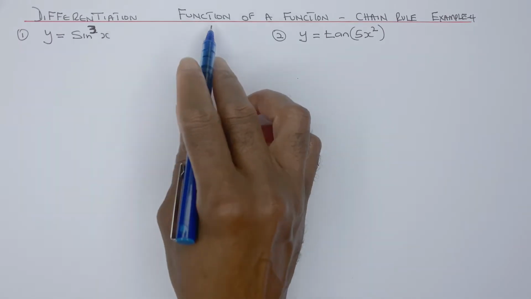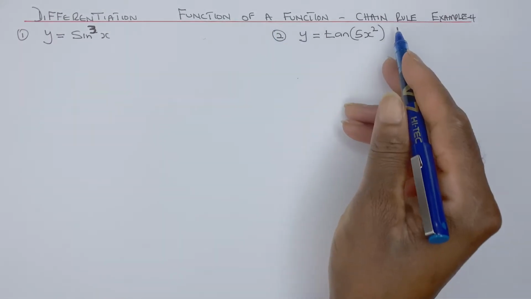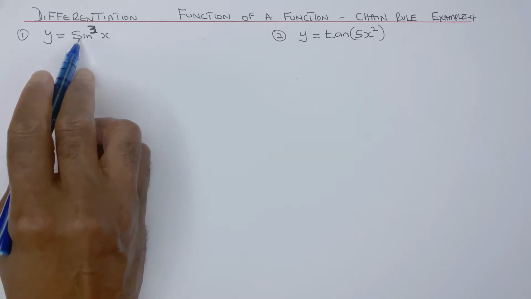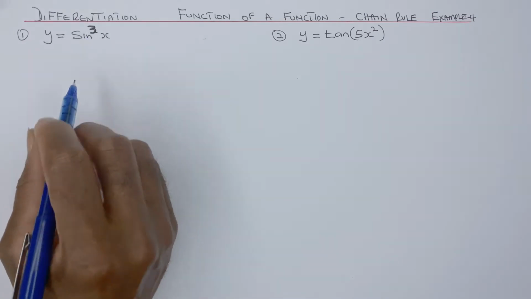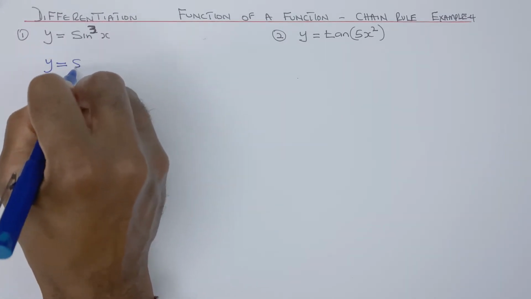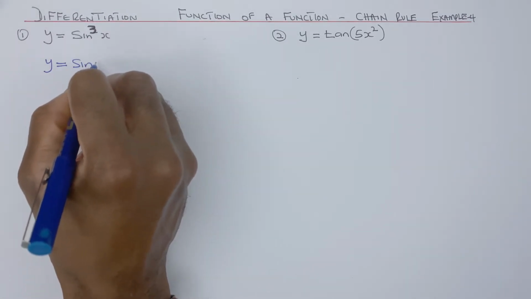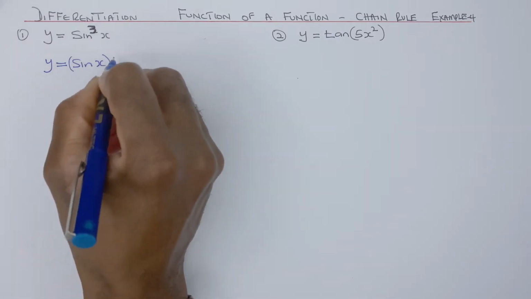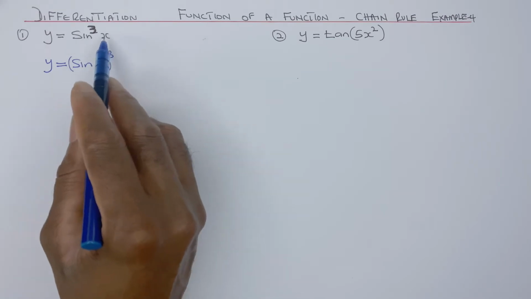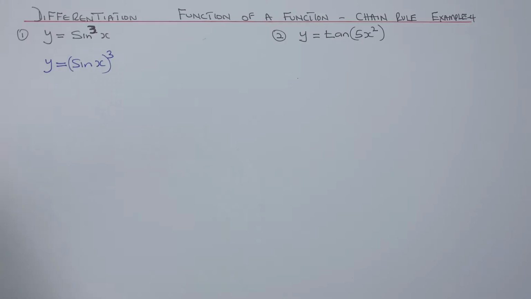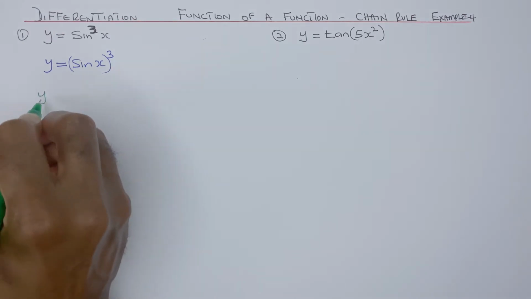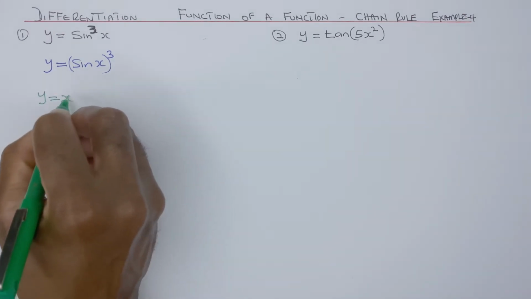Differentiation. Functions of a function using chain rule. Example 4. Question 1. y equals sine cubed x. Well, this is actually written as y equals sine x all to the power 3. This is the preferred way of writing it, but it's the same thing.